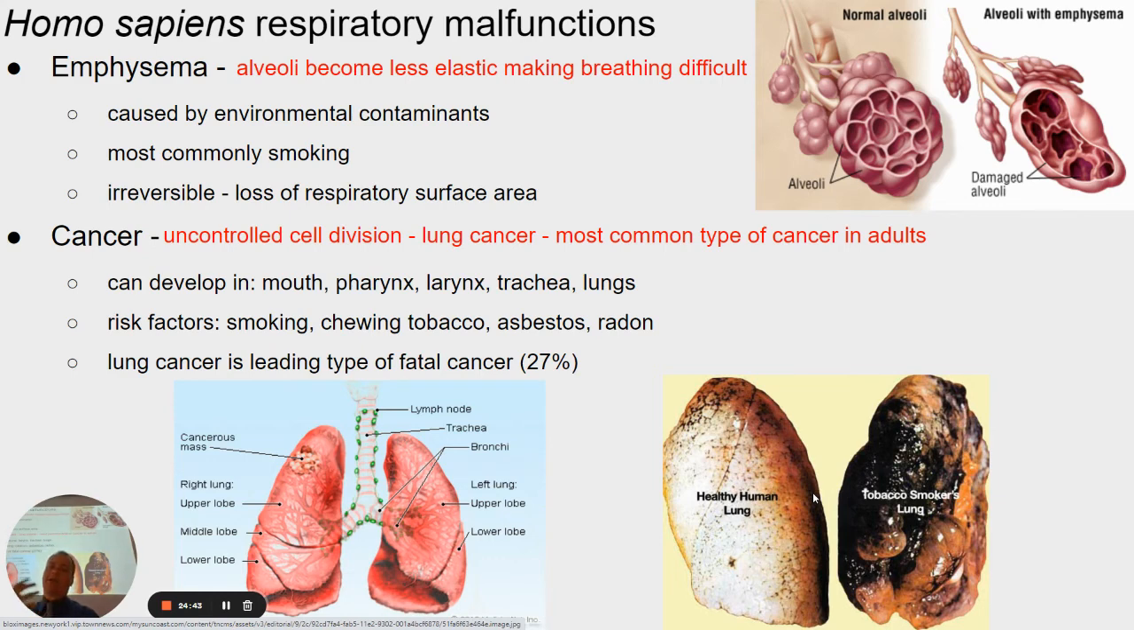And the main risk factors are smoking, chewing tobacco. Those are the chemicals that are part of tobacco, and whether it's in oral form, in chewing tobacco, or in smoking, those chemicals increase the risk that those cells are going to start to divide uncontrollably, that they're going to start to become cancerous.